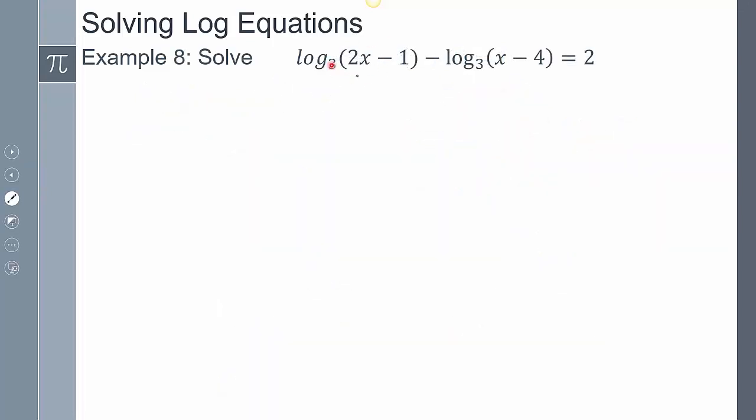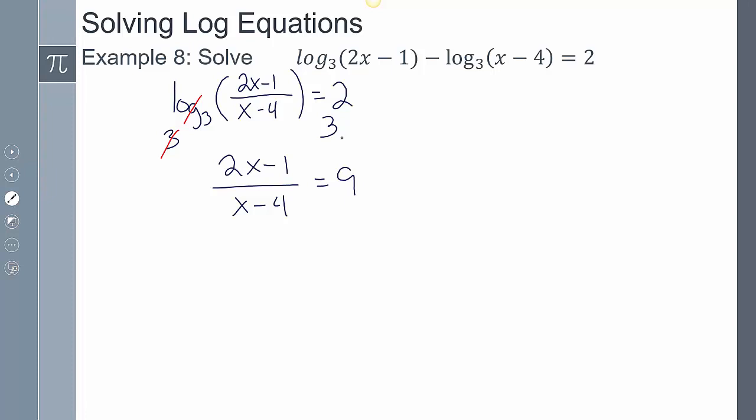So once again, this log base 3 of 2x minus 1 minus log base 3 of x minus 4, I want to represent this as a single log. So I'm going to use my quotient rule. And so this was positive, it's on top. This had the minus, so this is on the bottom. And so I get log base 3 of 2x minus 1 over x minus 4. Now I can take base 3 to both sides, so those are going to cancel out, and so I'm left with 2x minus 1 over x minus 4 equals 3 squared, which is 9.